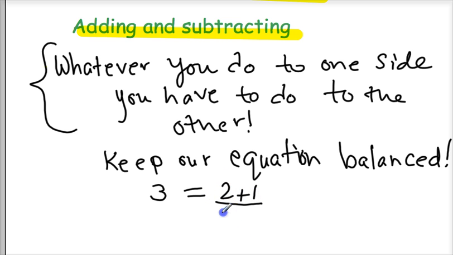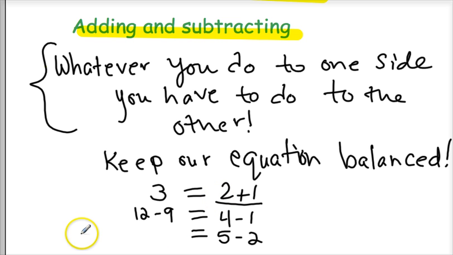What else could we have? We could have 4 minus 1. We could have 5 minus 2. Over here, if we want to keep it 3, we could have 12 minus 9, things like that. So we want to keep our equation balanced. We want to keep it equal on both sides. I'm going to show you a little representation of this.